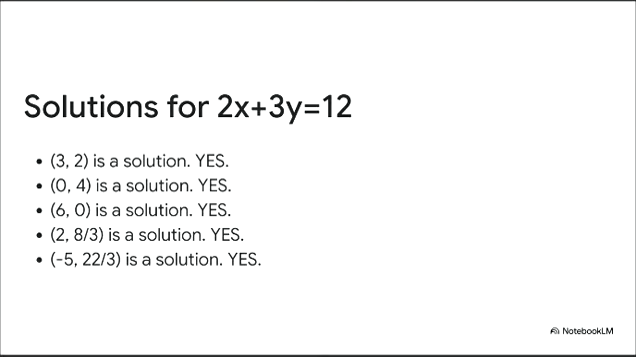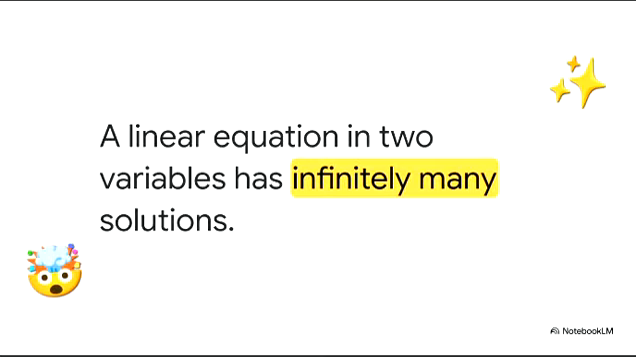Okay, we already found 3, 2. But what about 0, 4? Let's check. Yep, that works. How about 6, 0? That works too. We can even get weird with it and use fractions, like 2, 8 thirds. Guess what? It works. We can use negative numbers like negative 5, 22 thirds. Still works. Are you seeing a pattern here? It kind of feels like we can just keep finding more and more and more. And that's because you can.